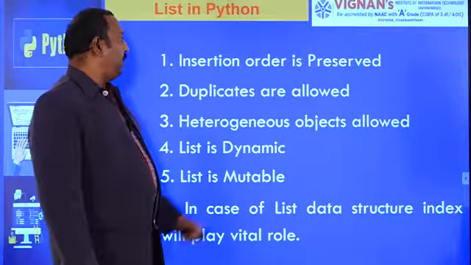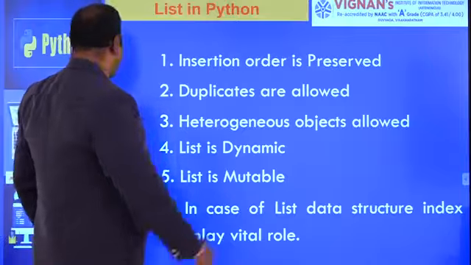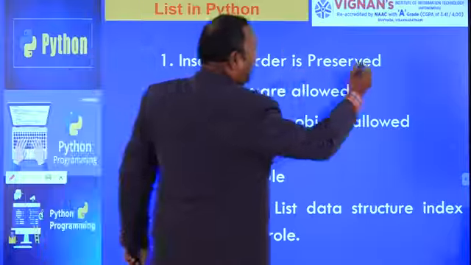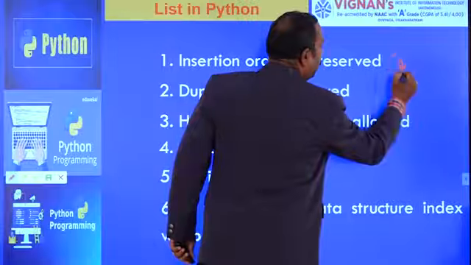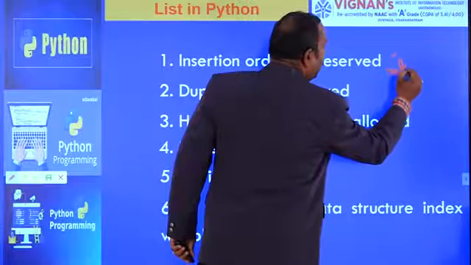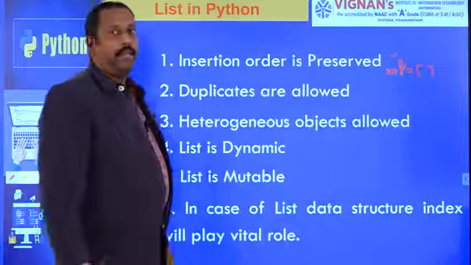So first, you see insertion order is preserved. For example, we have taken L equal to an empty list.